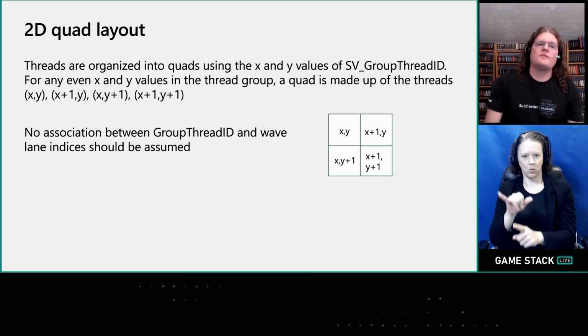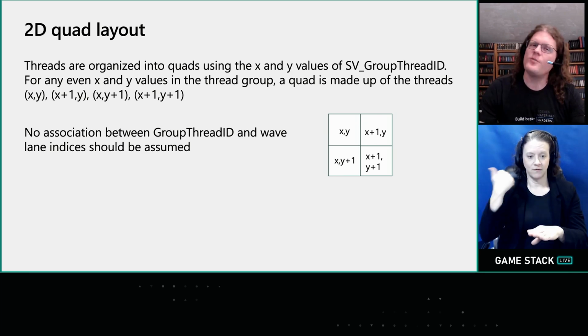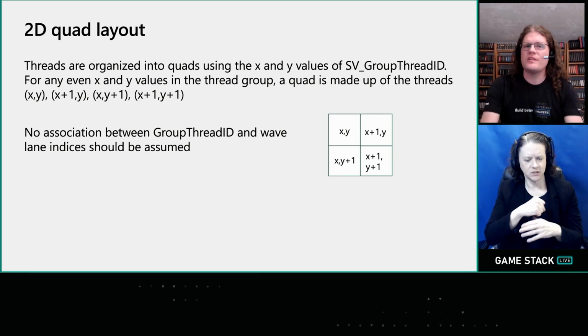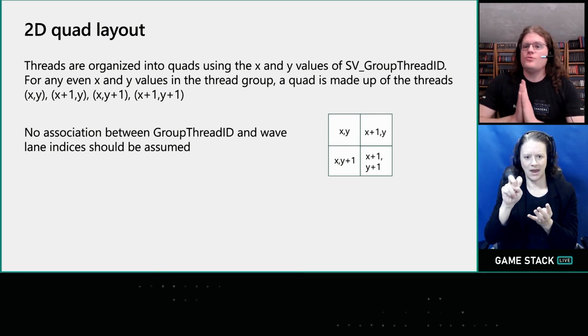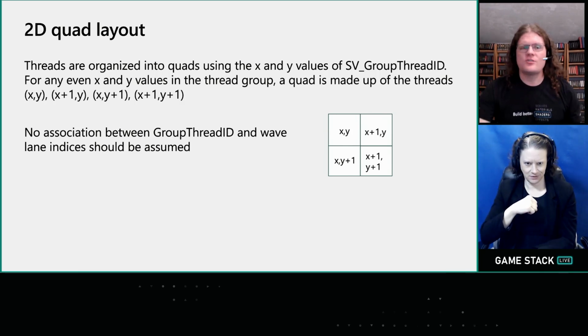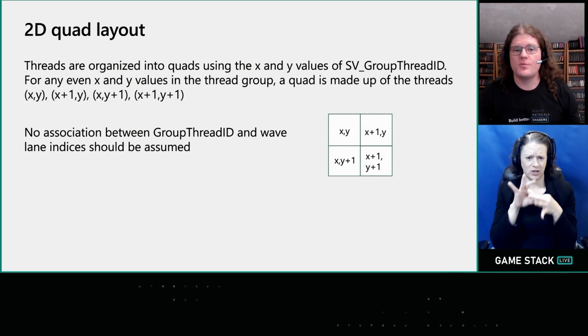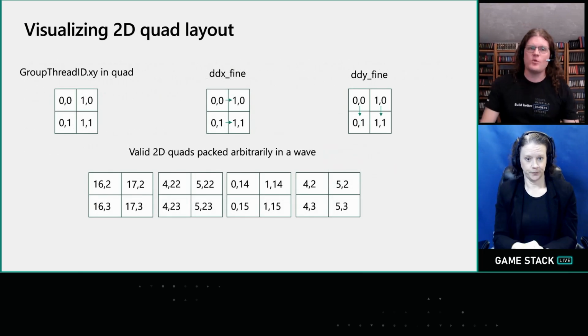One thing I wanted to mention is that previously there have been some assumptions on certain platforms where there is an association between the group thread ID and the wavelane index. We want to discourage you from making any such assumptions because there is no such association that should be assumed, particularly when making use of this feature. And this next slide makes a little more example of that.